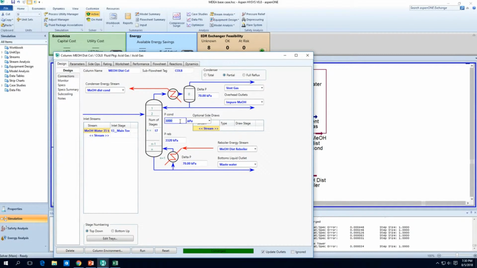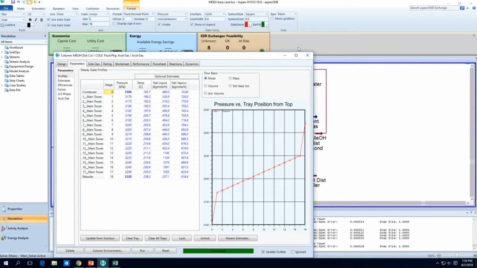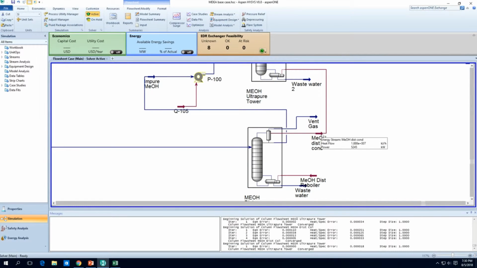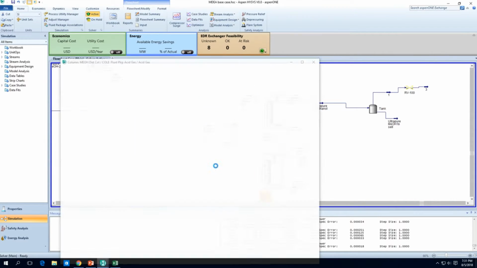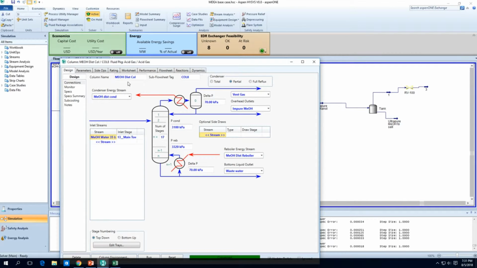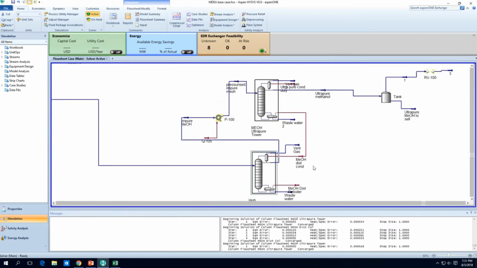Or 3100. We'll just put it at 3100. Let's take a look at the pressure. Yeah, so what I'm doing is, since we know high pressure steam is coming in at about 254, we want the condenser temperature, reboiler temperature of this high pressure methanol distillation column.